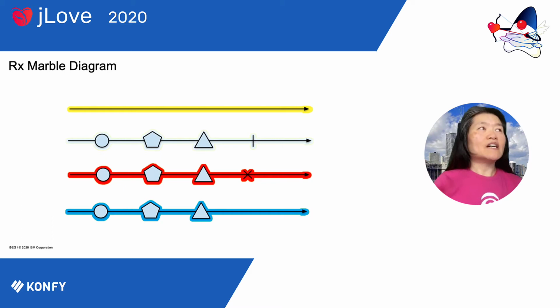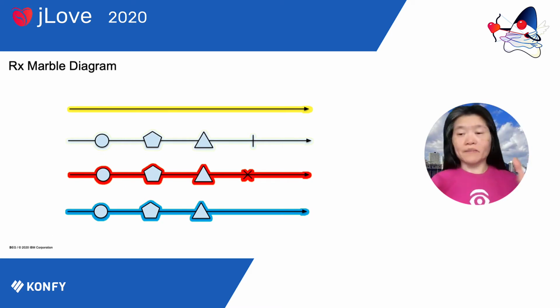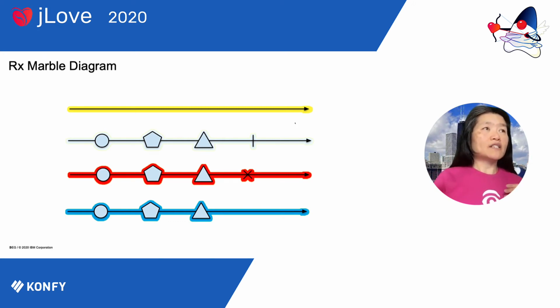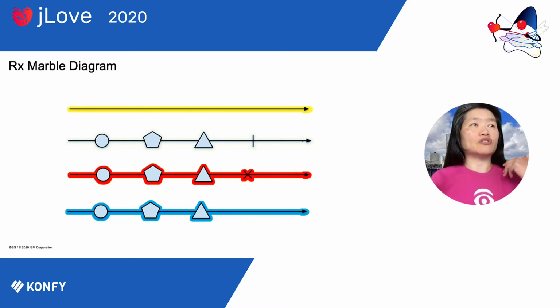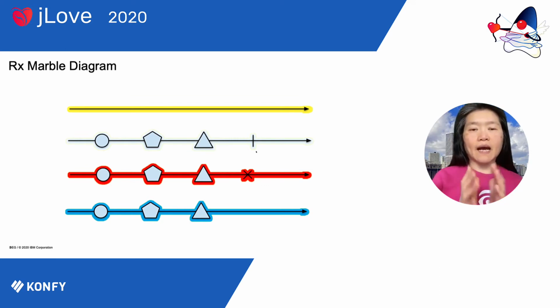RX marble diagrams use streams and marbles to describe things. The first one at the top is just a stream with no events. Of course, when we talk about reactive programming, we also talk about events, because it's an asynchronous style of programming, very different from the traditional imperative style. So we're talking about streams, then there are events, represented by marbles. In the second one, you see marbles and then a perpendicular line. It signals a stream that has a definite end, so it terminates at that point.